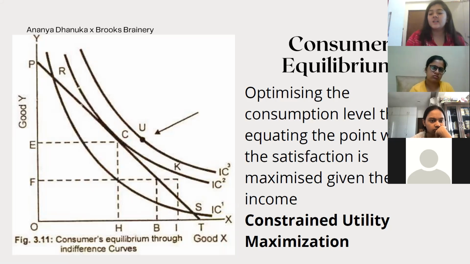So this process is also called constrained utility maximization, because we're talking about a consumer here and maximizing the utility given certain constraints. All right. There's an entirely different theory on it for firms, and that's referred to as constrained profit maximization.